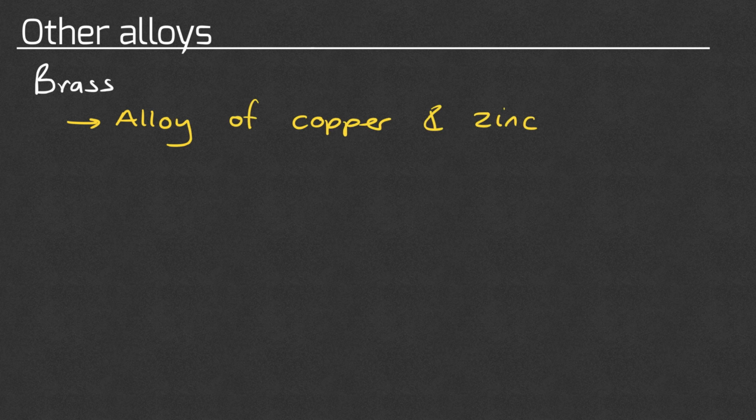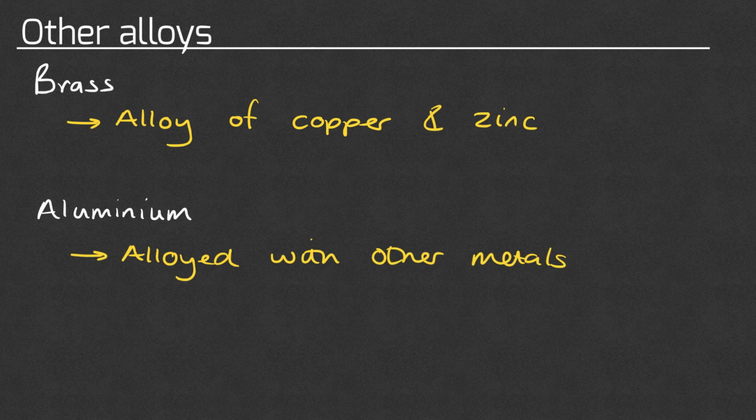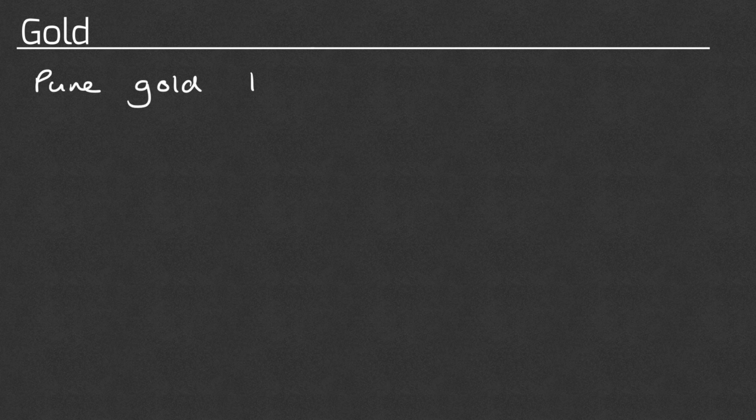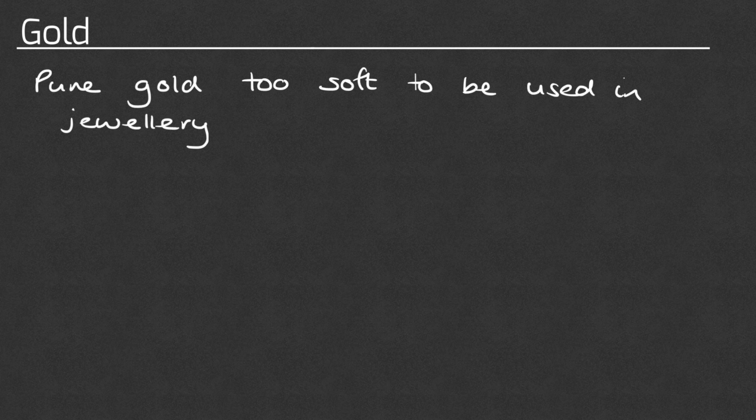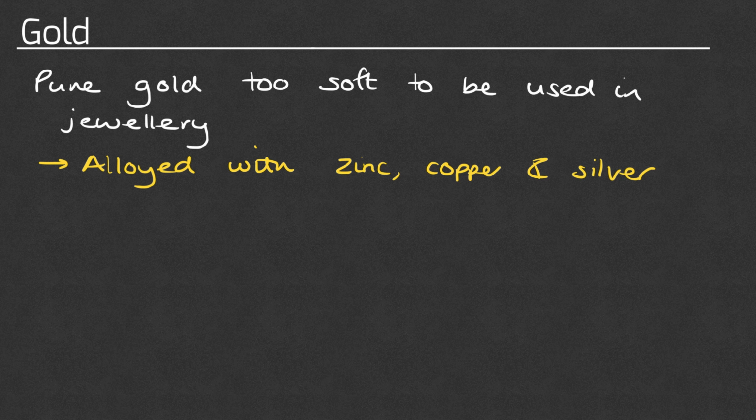Brass is an alloy made out of copper and zinc. And aluminium is frequently alloyed with various other metals. Pure gold would be too soft to be used to make jewellery out of. So instead, it's alloyed with zinc, copper, and sometimes silver.